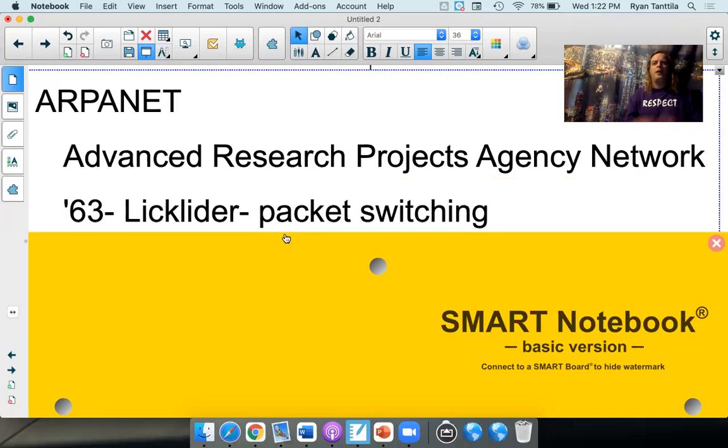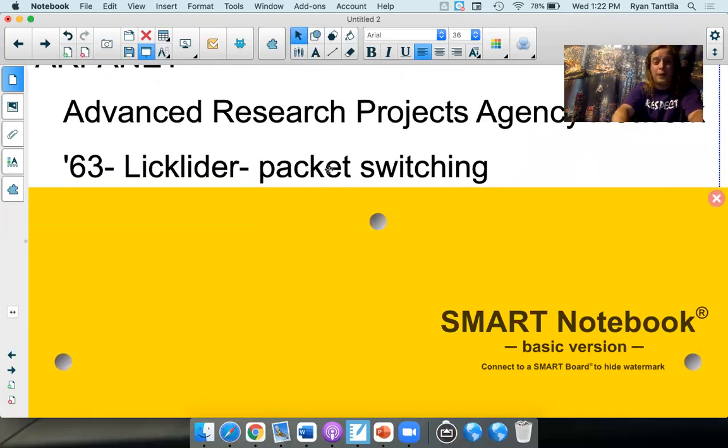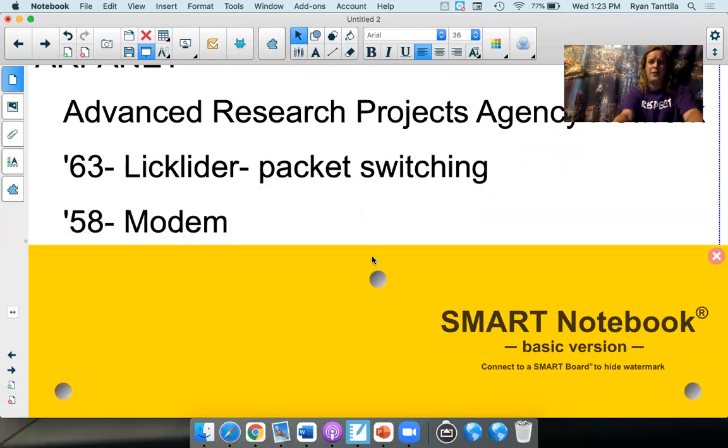And the idea that they wanted to figure out is how to get two computers to do packet switching. What do I mean by packet switching? Essentially taking a chunk of data from one computer and transferring it and having it be able to be read by another computer. In order to packet switch, we had to get computers to figure out how to talk to one another. And so one necessary part in ARPANET's research happened prior to 63, and that is in 1958, the modem was invented.